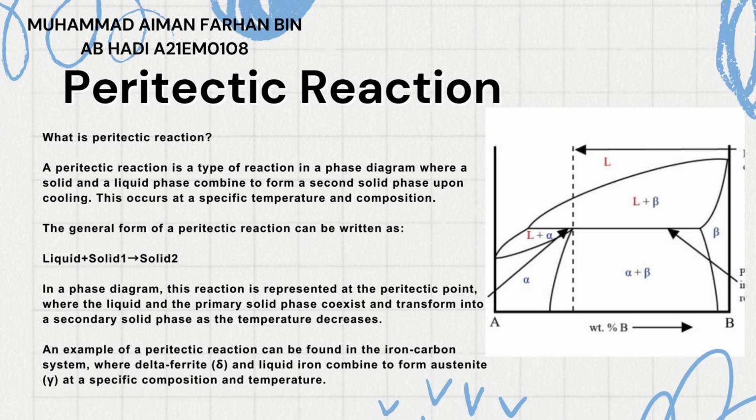In a phase diagram, the reaction is represented at the peritectic point, where the liquid and the primary solid phase coexist and transform into a secondary solid phase as the temperature decreases. An example of a peritectic reaction can be found in the iron-carbon system, where delta ferrite and liquid iron combine to form austenite at a specific composition and temperature.